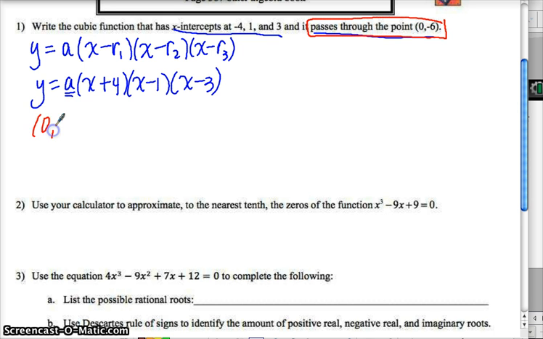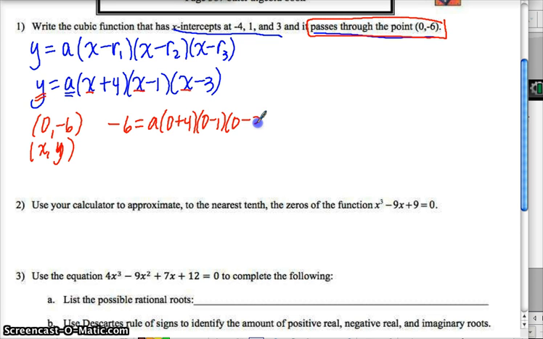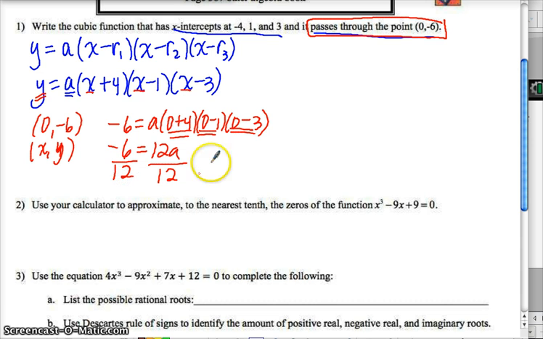What does that mean? That means when x is 0, y is -6. So if I plug in for my x's and I plug in for my y, then I can solve for a, and then I plug that back in. So when y is -6, x is 0. So we have 0 plus 4, 0 minus 1, 0 minus 3. So -6 equals, so this is 4 times -1 is -4, -4 times -3 is positive 12. I divide each side by 12, so a equals -1/2.